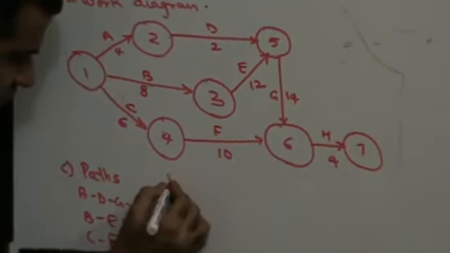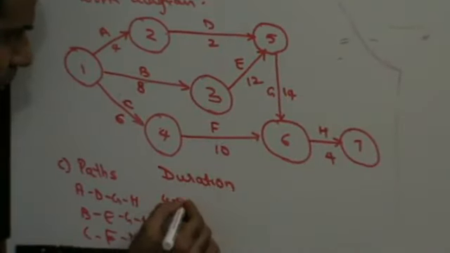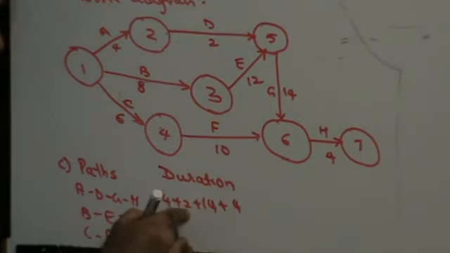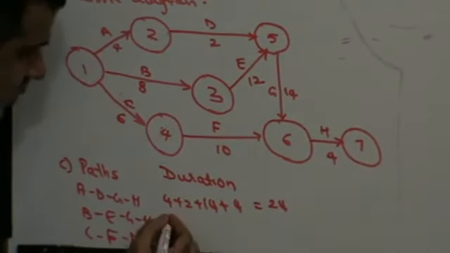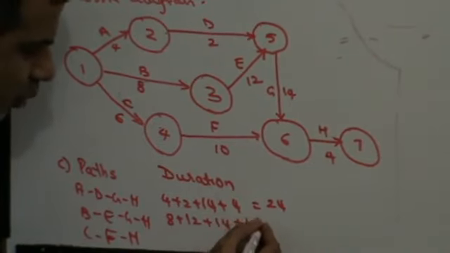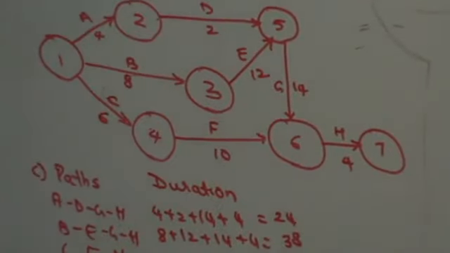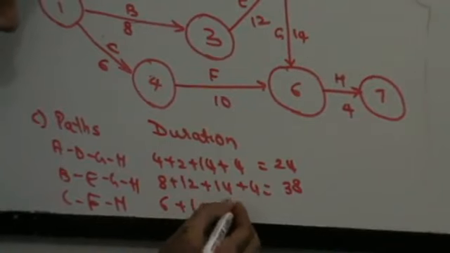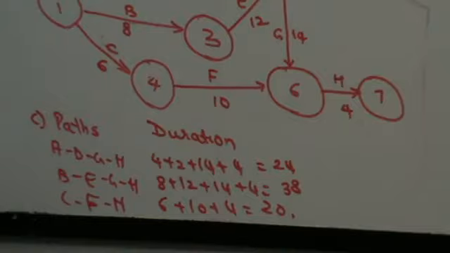Now let's see the duration. This is going to be 4 plus 2 plus 14 plus 4, which is 24 weeks. Next, 8 plus 12 plus 14 plus 4, which is 38 weeks. And the next is 6 plus 10 plus 4, which is 20 weeks. So I have got my duration done.